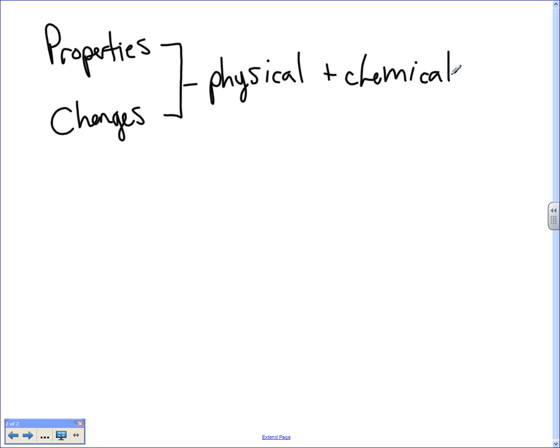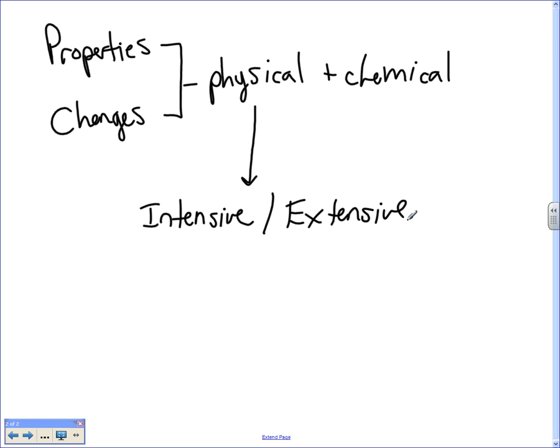Okay, but one of the key characteristics, especially for physical, is the difference between intensive properties and extensive properties. Okay, intensive properties are those that are independent of the amount of matter you have. Extensive properties are those that are dependent upon the amount of matter that you have. So make sure that you understand this idea of properties and changes for both physical and chemical substances, and then intensive and extensive physical properties and changes. Okay, so just make sure that you kind of understand those ideas.